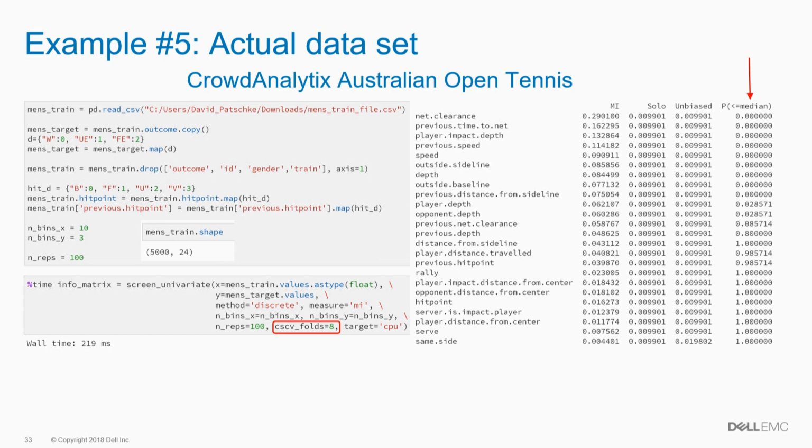Let me go back, because what you'll notice is that all of the solo p-values and pretty much all the unbiased p-values are saying that this variable helps in determining what our outcome is. So in this case, applying them all into a model wouldn't be bad. And honestly, in a competition from Crowd Analytics or Kaggle which only has 24 columns, I wouldn't necessarily think all the columns should matter. But they do, and they did.